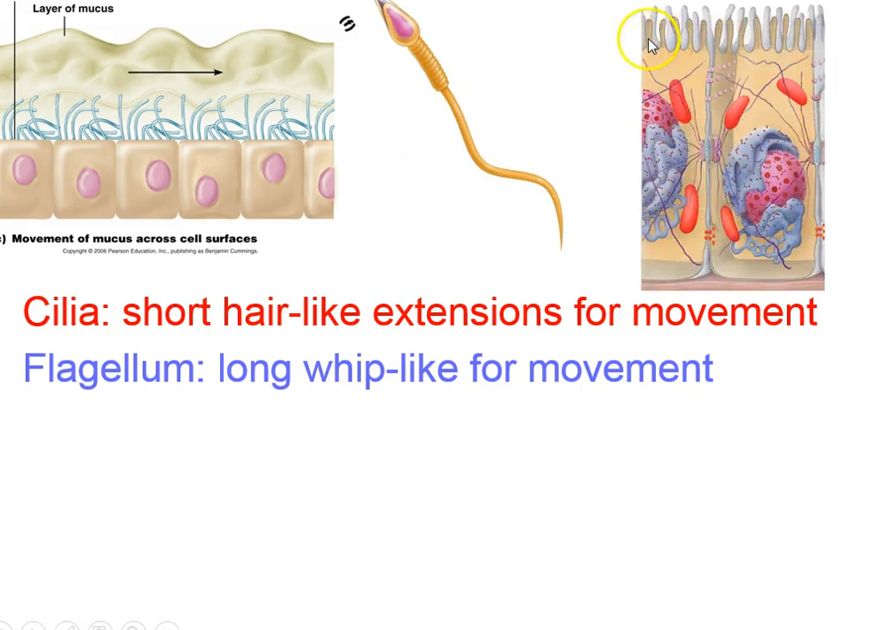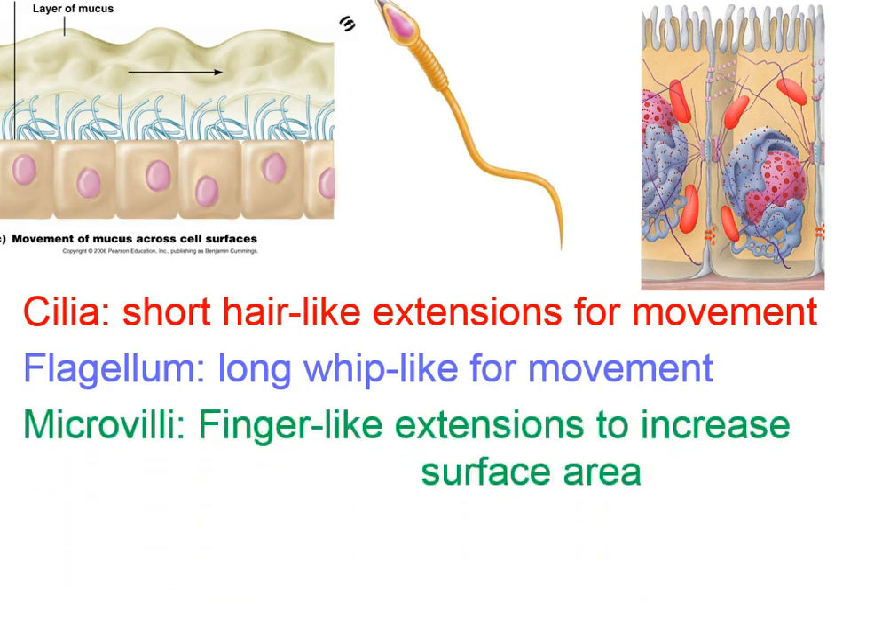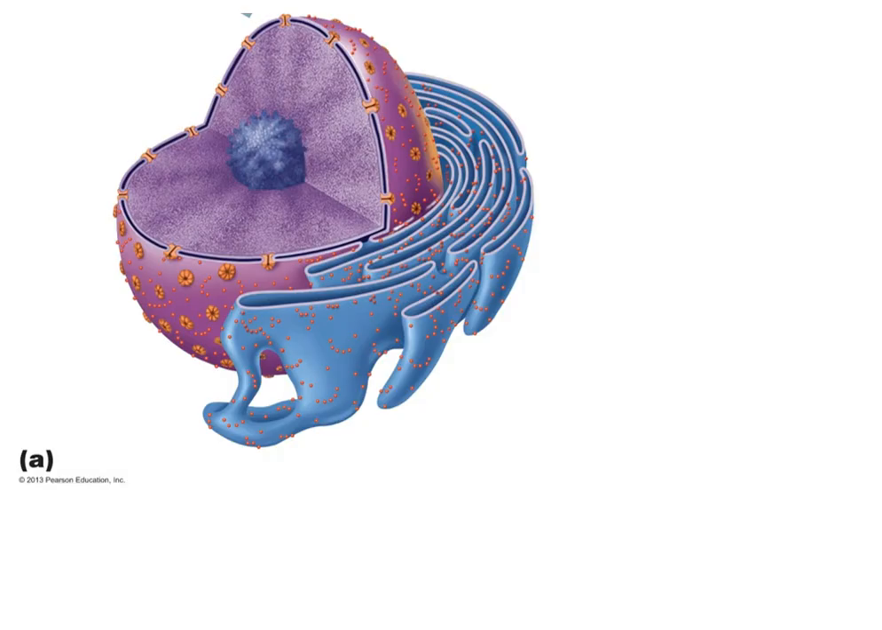Another extension of the plasma membrane we see that does not provide for movement but does increase the surface area we've mentioned before, those are microvilli, and they're just extensions on the apical end of epithelial cells where we need to either secrete or absorb a substance.